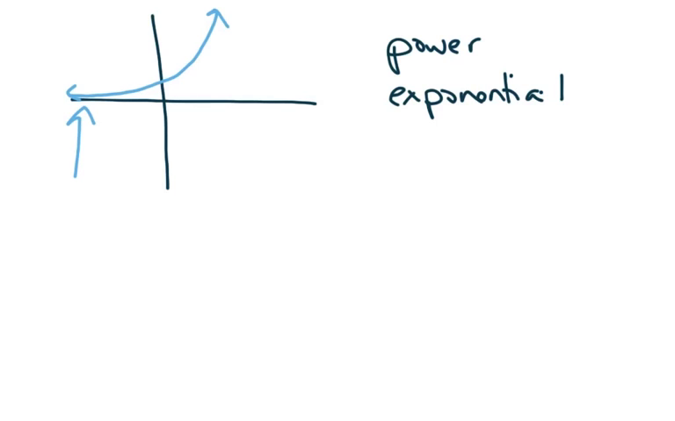So for right now, I want you to be able to memorize the shapes of these graphs and tell me which type they are: linear, quadratic, absolute value, square root, or exponential.